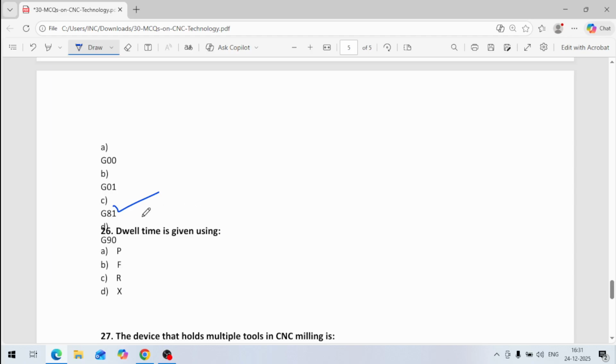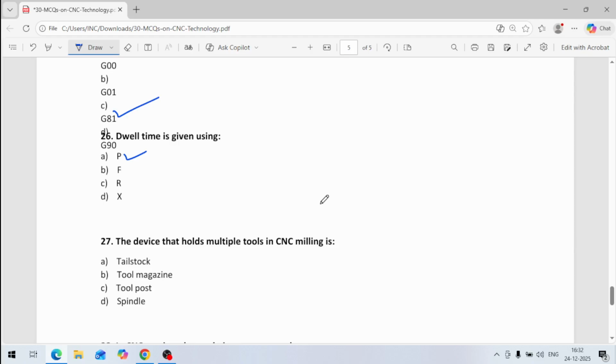Okay. Next question is question number 26. Dwell time is given by A P, B F, R, or X. It is given by P. P for seconds, a few seconds. It is represented by P only. F is for feed, R is for reference plane, and X is also an axis.